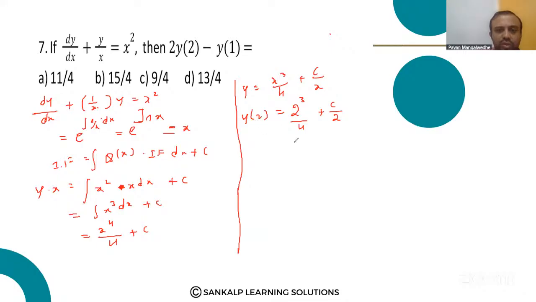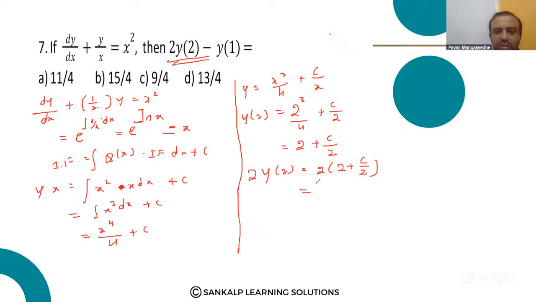Which is equals to 2 cube by 4, then 2 cube is 8, 8 by 4 is 2 plus c by 2. So just substitute 2 into y of 2, because we require the expression in this way, that is 2 into y of 2, which will be 2 plus c by 2.